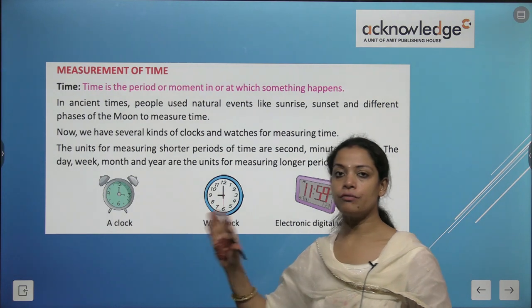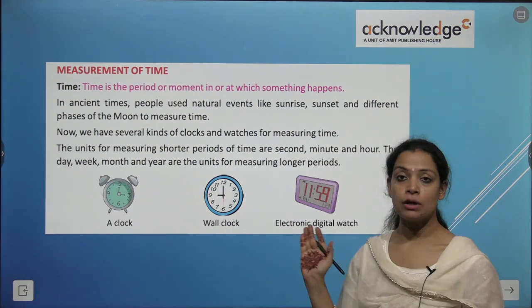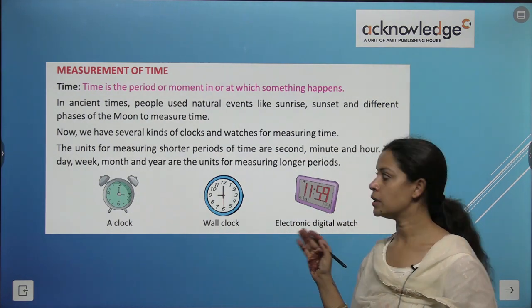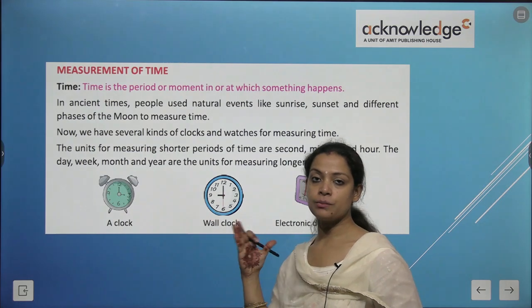So we have clock, we have wall clock, we have electronic digital watches or clock. So ये क्या measure करता है? Measurement of time.